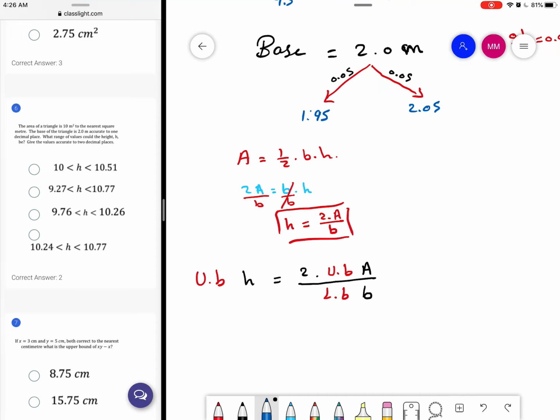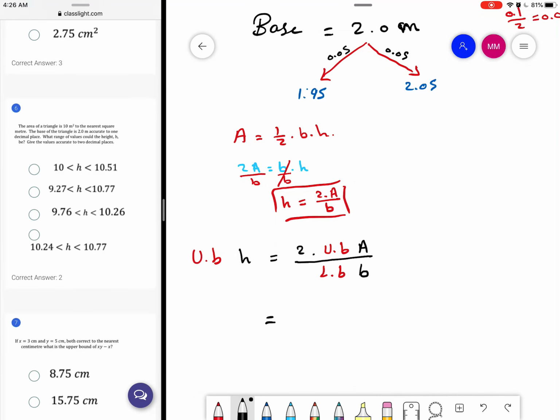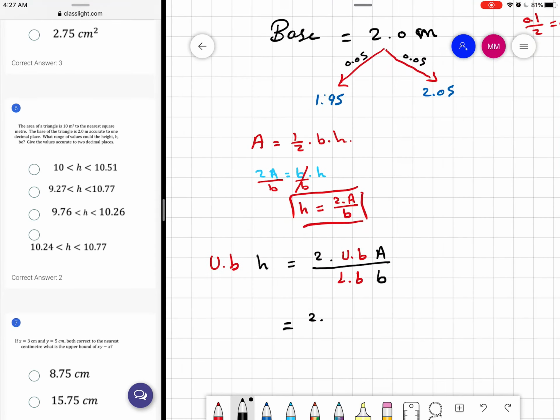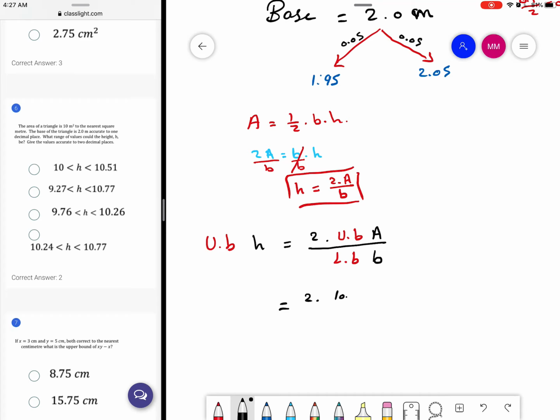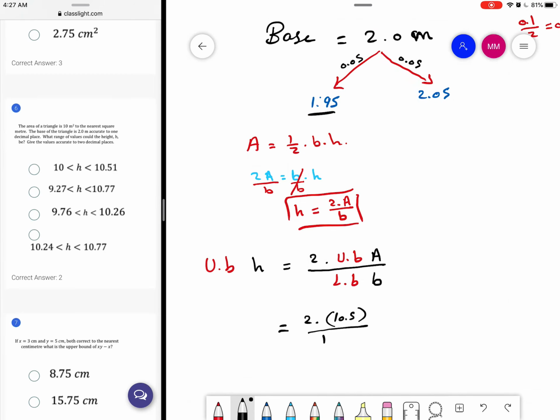Okay, so it will be A upper over lower, because it's division, and if you need to calculate the upper bound of division, it's upper divided by lower. If you need to calculate lower, it will be lower divided by upper. So this is for calculating upper. So let's calculate it. It will be 2 multiplied by upper bound of area, here it will be 10.5, divided by lower bound of base, it will be 1.95.